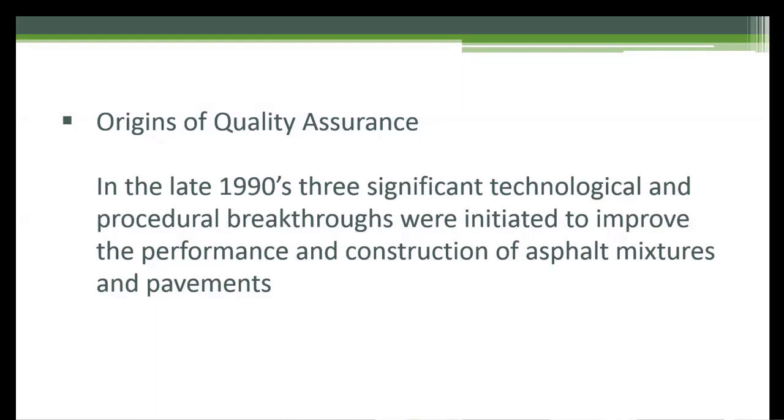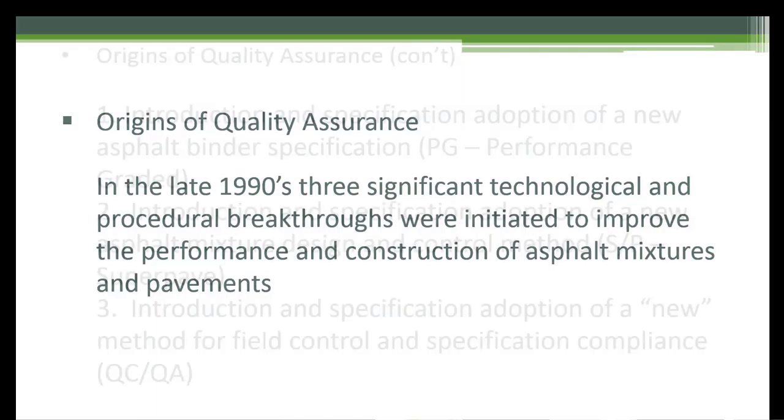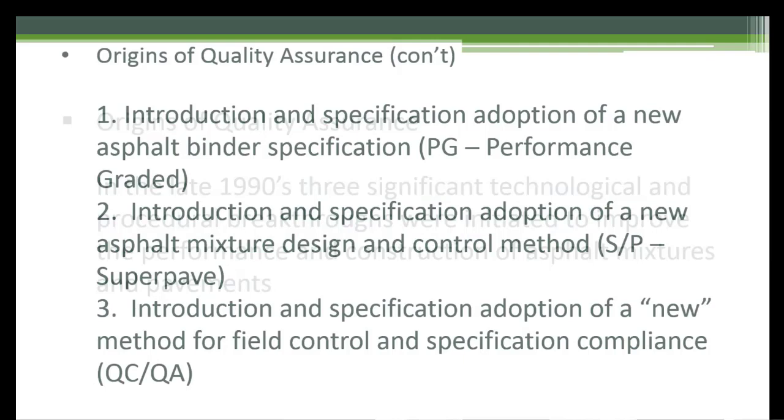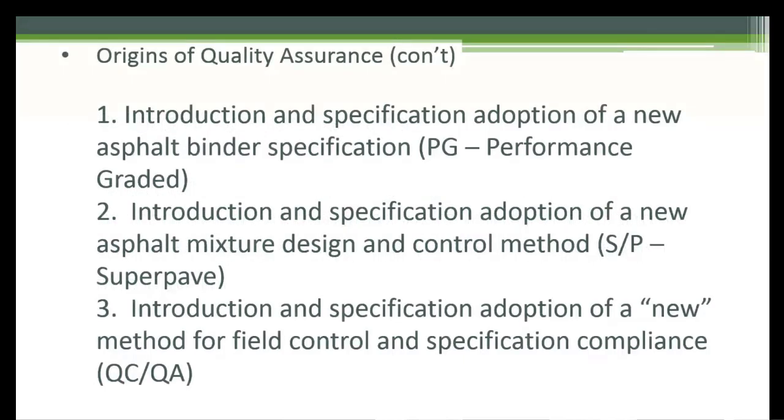Those three basically you can put into one of these categories. First was the introduction and specification adoption of a new asphalt binder specification, which we'll talk about later this morning. In normal terms, that's called the PG system, PG standing for performance graded. And we'll run through that here in a second. But that was a huge deal back in the late 90s, and it took a while to gain some strength, get its footing. Probably not until 2005, 2007 were both state DOTs routinely using the PG binder specification.